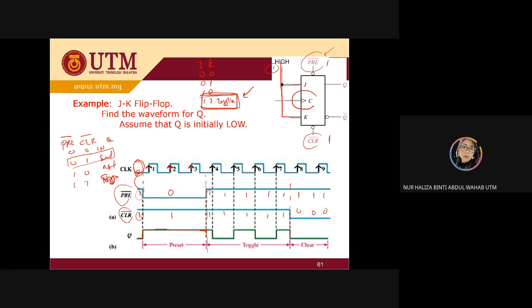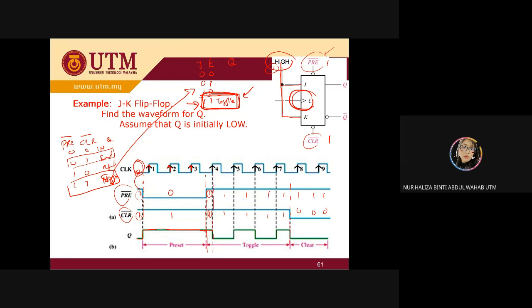Now there is a change for my pre and clear. I can see now it is 1, 1. If 1, 1, it will be synchronized. I need to refer to the JK flip-flop table. But my JK value, I already know it's always high. So this is the only thing that I need to refer to. And I'm going to trigger my flip-flop at the positive clock. Now you can see at this side there is no positive clock anymore until I meet this clock. You can see here.